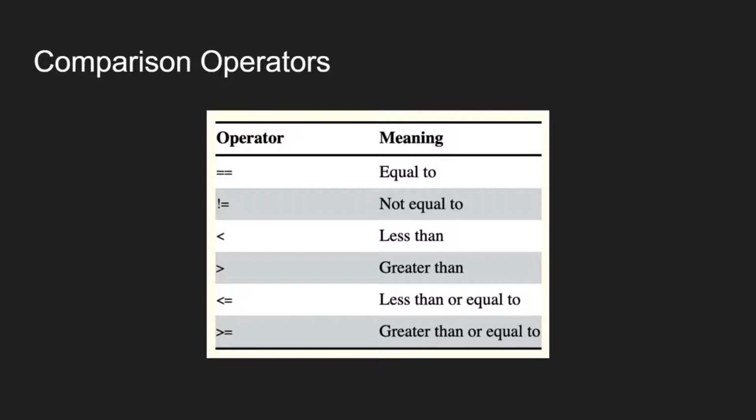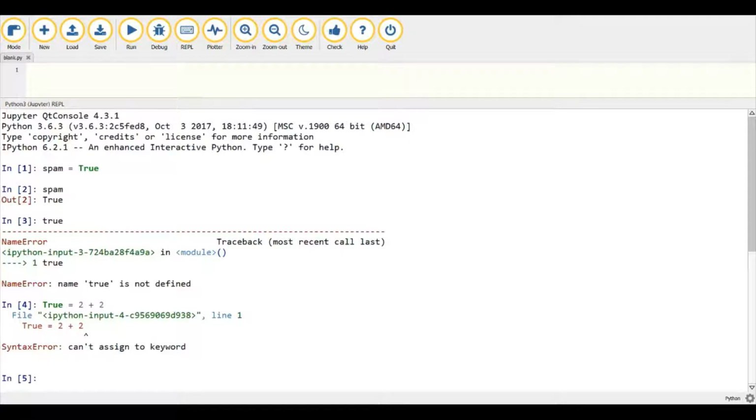Comparison operators, also called relational operators, compare two values and evaluate down to a single Boolean value. This table lists the comparison operators. You've probably seen most of these in math. The first one, equal to, pretty obvious. Not equal to, obvious. Less than would mean if the value on the left is lower than the value on the right, etc., etc. These operators evaluate to true or false Boolean values, depending on the values you give them.